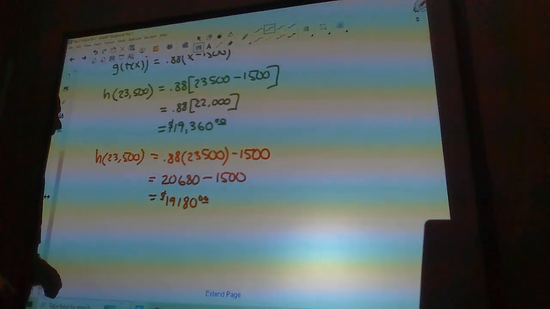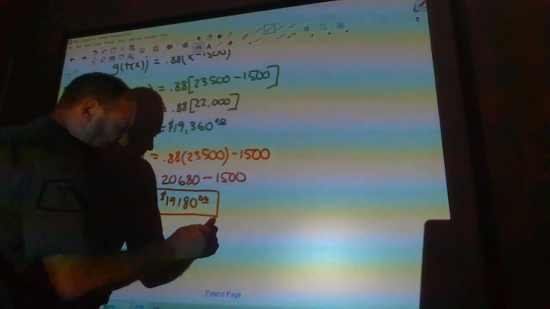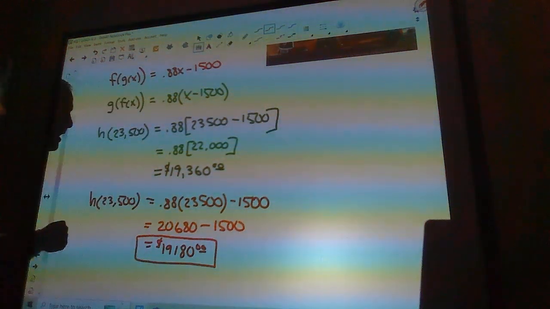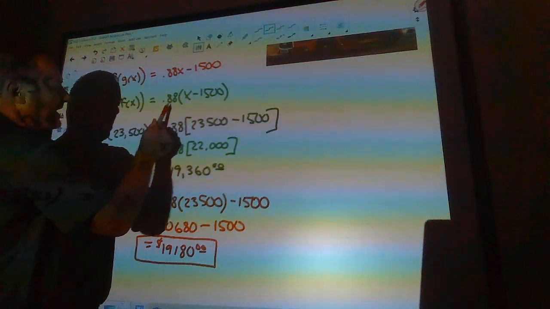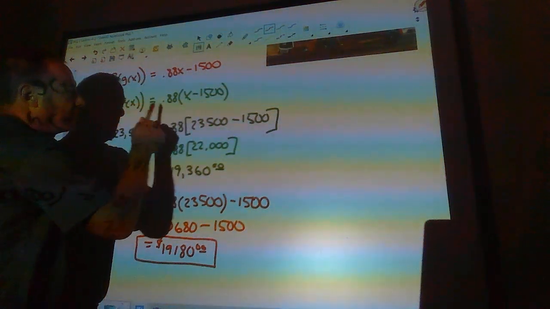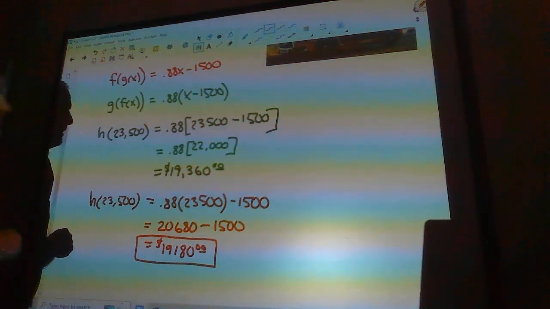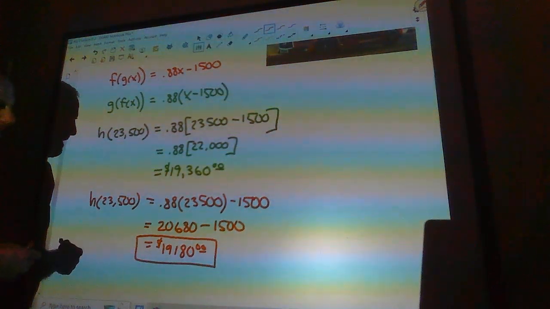Okay, so what you see is that it matters what order you do these in, and this is the better deal. Okay, this is not what the salesperson wanted you to do. You would have lost $180 if you had done that. Okay, now why is that? Well, that's because when you take the rebate first, you're taking 88% of the rebate, and you're only getting 88% of the rebate. Okay, so you want to take the discount first, and then take the rebate afterwards.